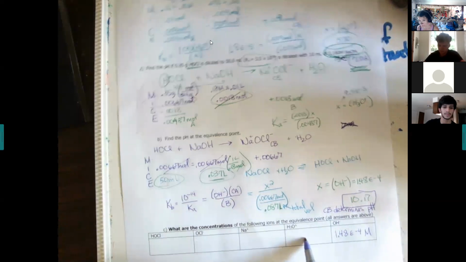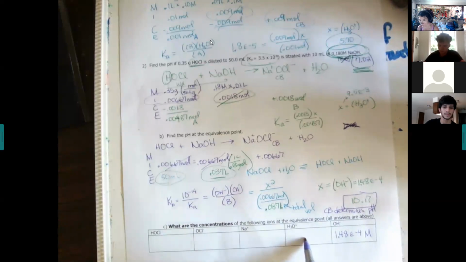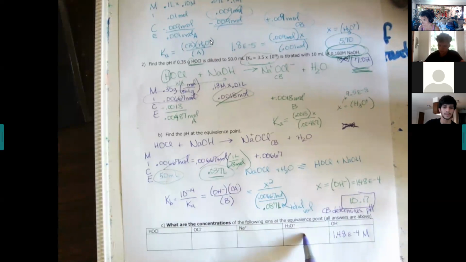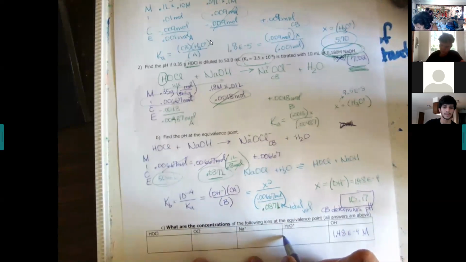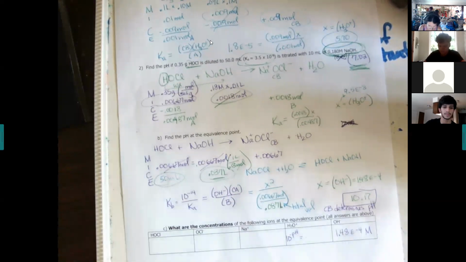So I'm pretty sure you all know how to find hydronium. You can change your hydroxide to hydronium, or you can change your pH to hydronium. I like to do 10 to negative pH. So whatever that is.